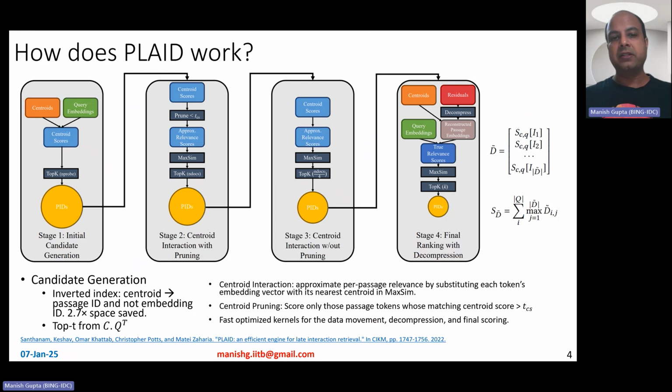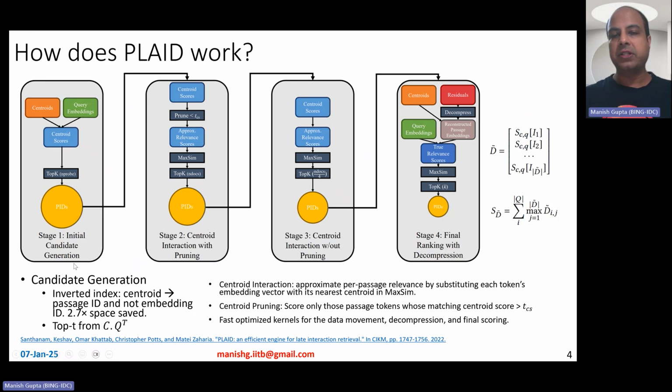Okay, so the way PLAID works is in basically these four stages. There's an initial candidate generation. There is a centroid interaction with pruning as a filtering step. And then there is a centroid interaction without pruning. And then you have a final ranking with decompression. This last step of final ranking with decompression is exactly the same thing as ColBERT V2. However, the first three steps do a whole bunch of candidate generation and filtering, which makes PLAID much, much faster. Okay. So let's go over this pipeline, right?